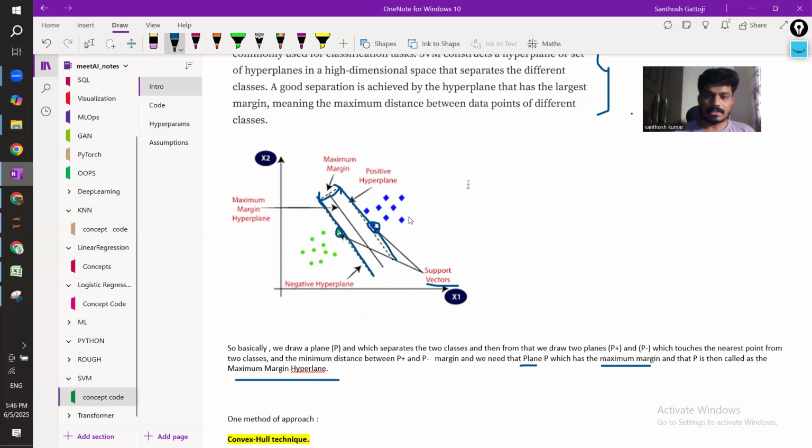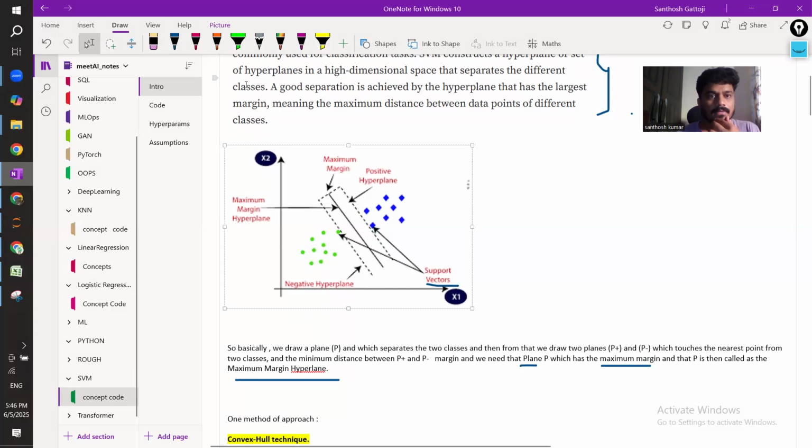And the idea is to find those parallel planes which have the maximum margin. The distance between them we call the margin. We want the planes which have the maximum margin between them. Clear? Any doubts? One doubt you had is about interchanges, which we are going to see. Apart from that, any other doubts?